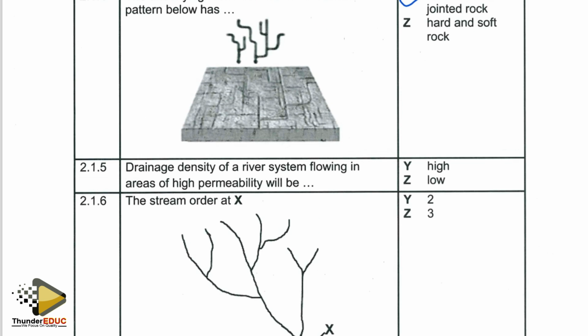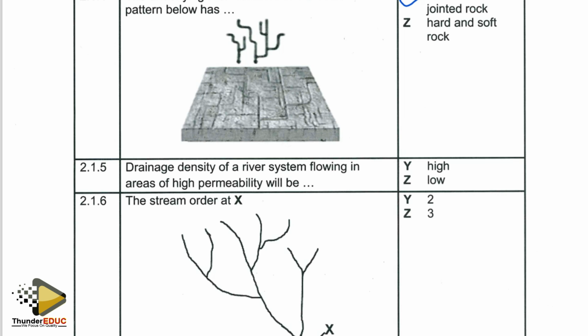We move on to question number 215. It talks about drainage density of a river system flowing in areas of high permeability. Where we have high permeability, we are looking at a situation whereby the soil or the underlying rock material allows for infiltration and percolation. Rainwater is allowed to filter into groundwater storage.